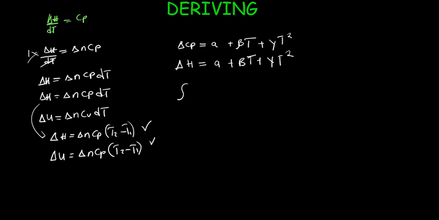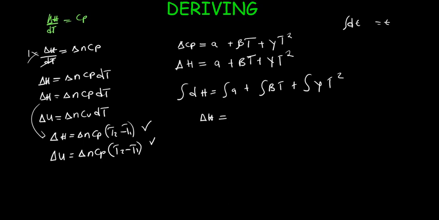So how do we integrate this one? We'll say dh is equal to the integral of this a, plus again the integral of this beta that we have, plus again the integral of this gamma we have there. So how do we do this? Whenever you integrate, let's say, dt, the integral of dt will be t, just like here the integral of enthalpy will be just enthalpy. I'll put change here because that was change, but it's supposed to be just h.